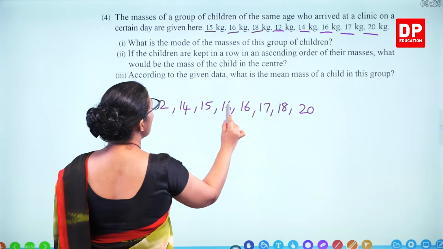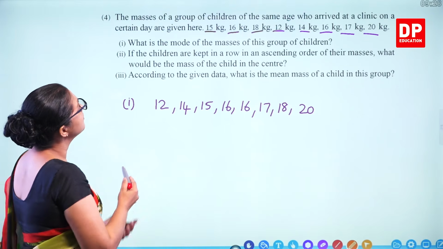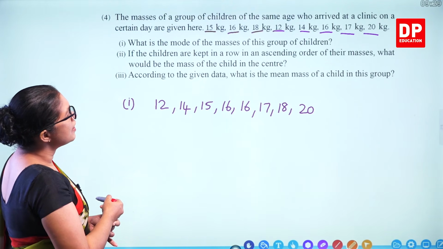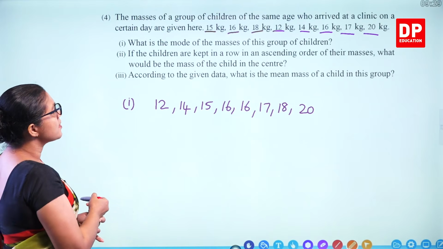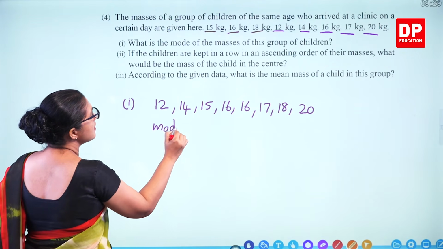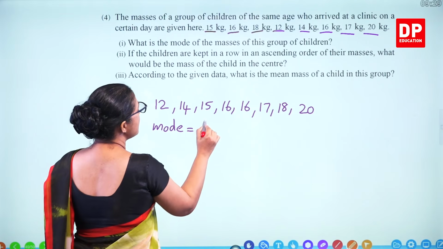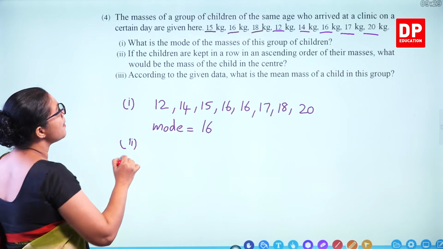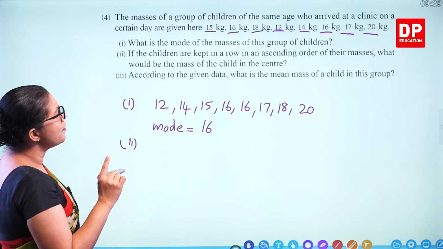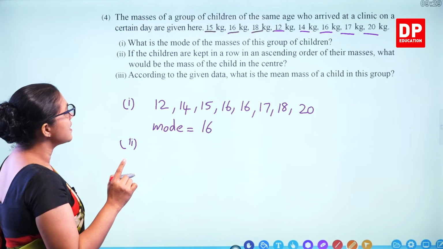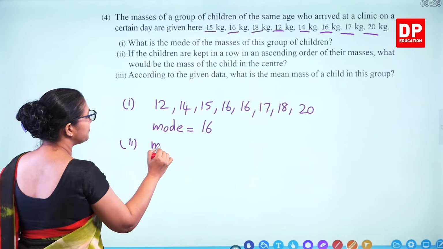1, 2, 3, 4, 5, 6, 7, 8. Did we take all numbers? Yes. So what's the most frequent number? We can see mode is 16. Second one, if the children are kept in a row in an ascending order of their masses, what would be the mass of the child in the center? That means median.